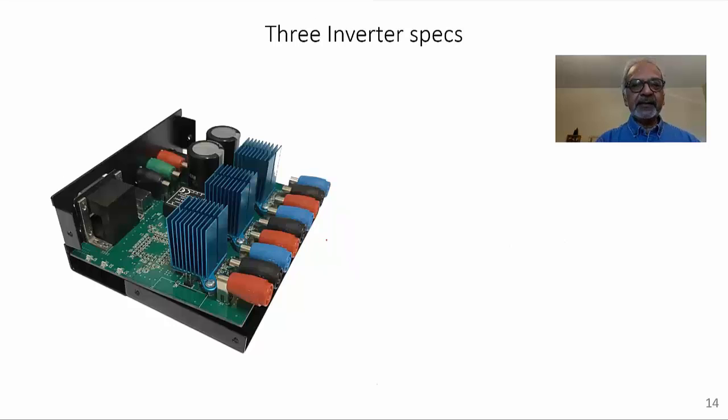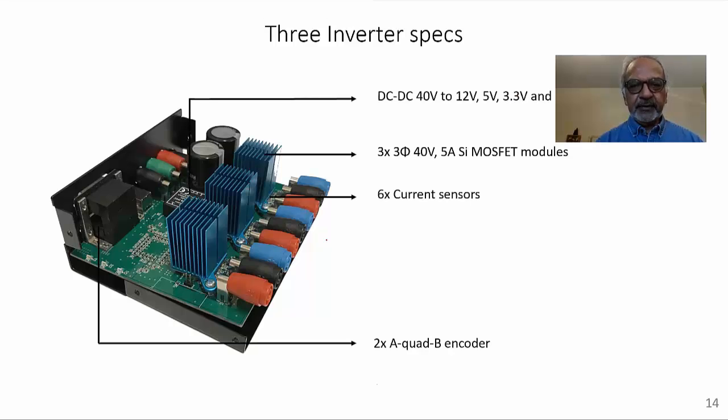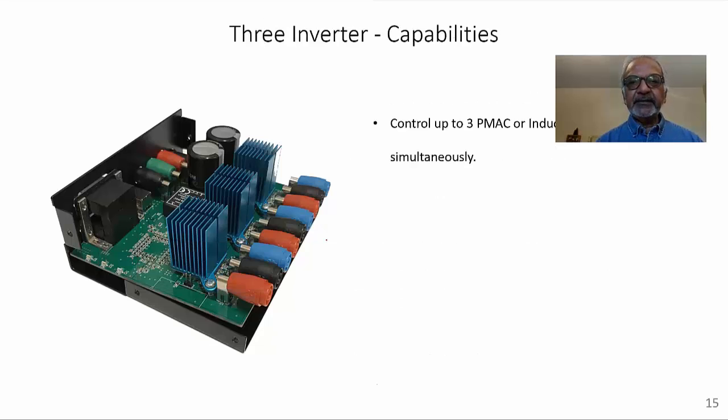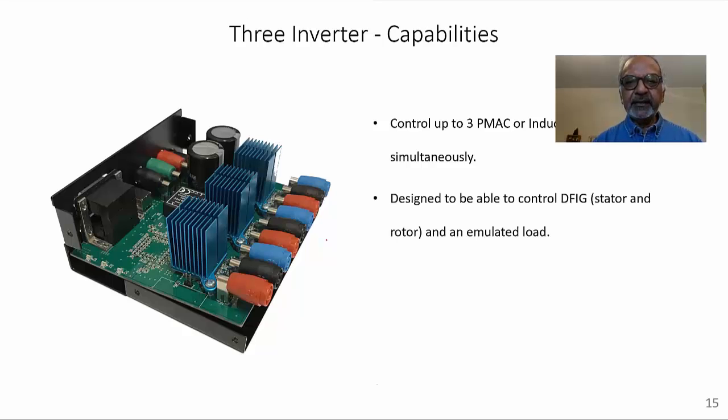And then some of the 3-inverter specs are given here. I will not go into the details, but you can see that this is what we are using at the moment. The capabilities here are that it can control up to 3 PMAC and induction machines simultaneously, and it's designed to be able to control a doubly-fed induction generator.